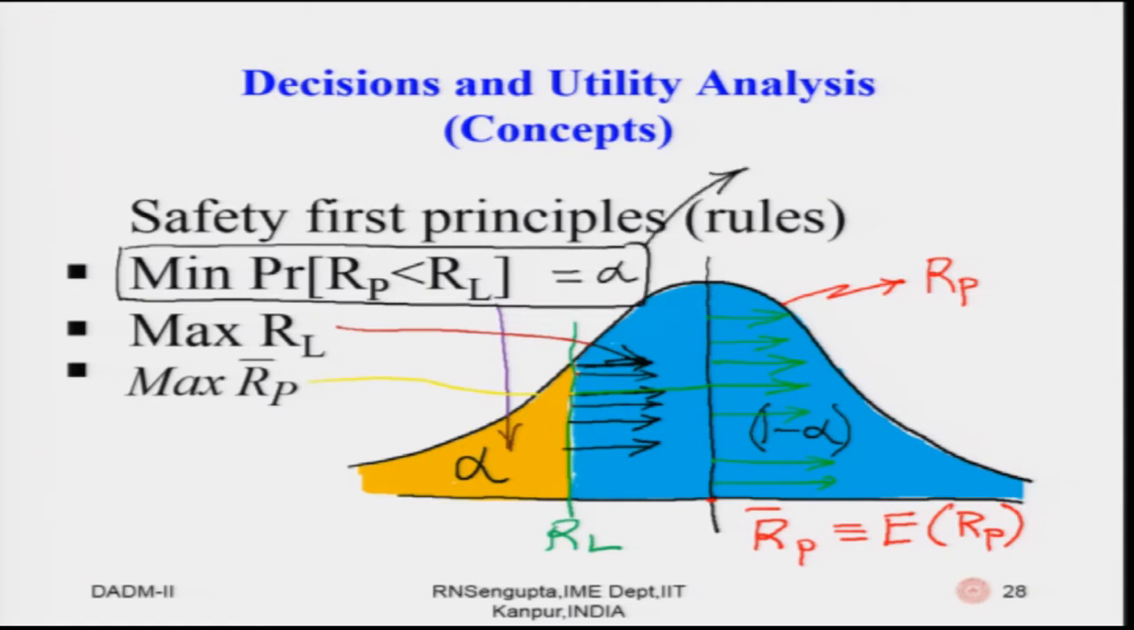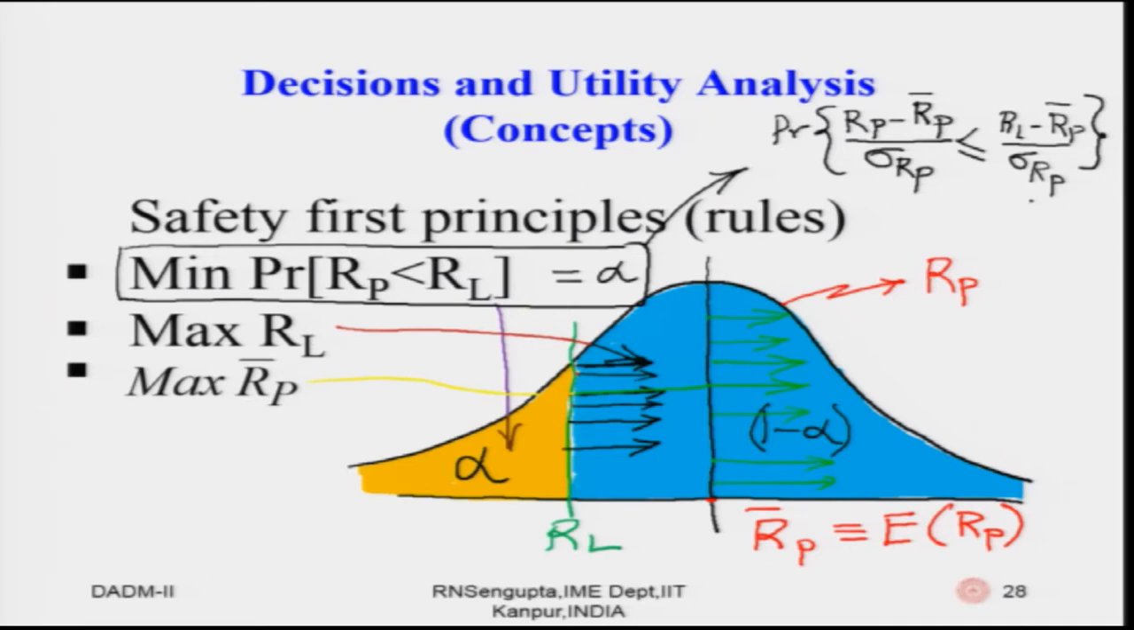and come to this. So I can write this probability as RP minus R bar P, divided by sigma of RP, which is the standard deviation of the return for the portfolio being formed, is less than or equal to RL minus R bar P divided by sigma RP. So this continues to remain as alpha. Now, if I do that, this implies probability of capital Z is less than or equal to small z, and this also is equal to alpha.